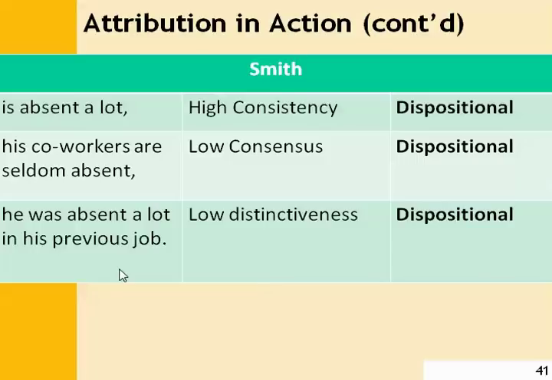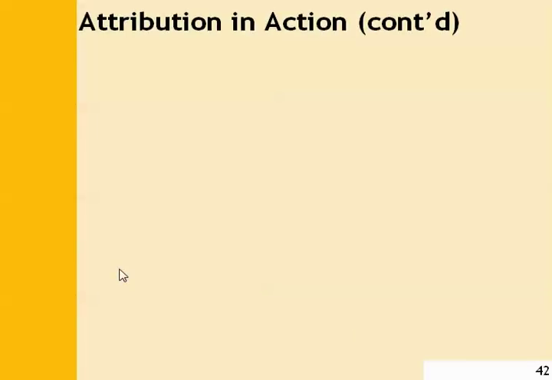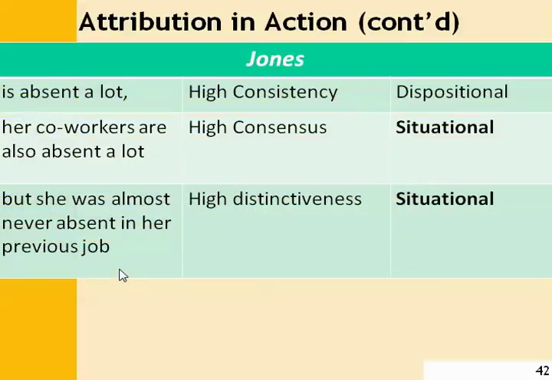وبالتالي برضو في حالة ال low distinctiveness بيبقى ال attribution dispositional. يبقى ال most likely attribution هنا is a dispositional attribution, and Smith is perhaps lazy or irresponsible. طيب, let's see our next employee. Jones is absent a lot. يبقى high consistency will likely attribution إنه dispositional.